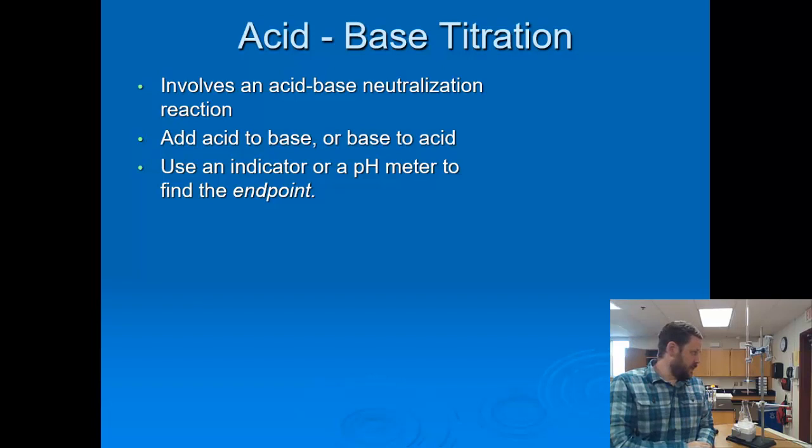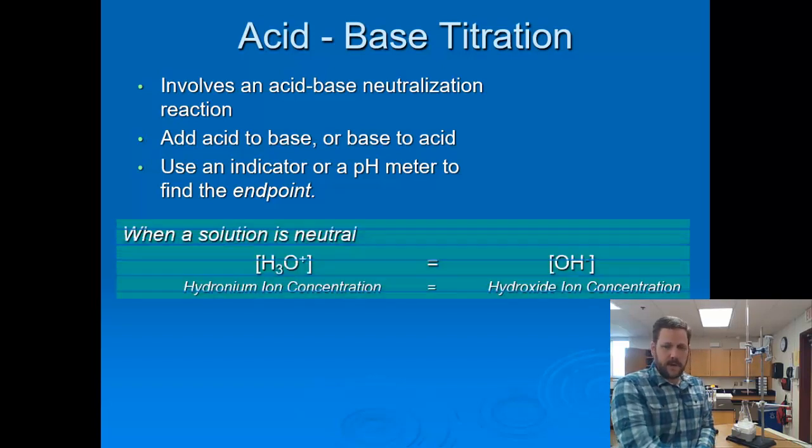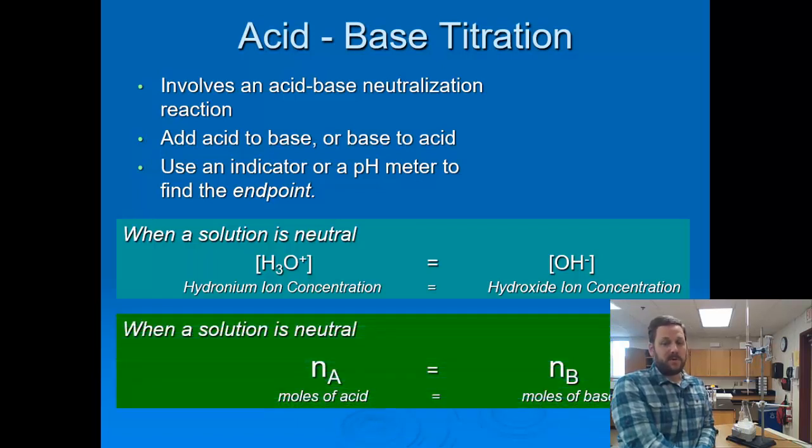What's the endpoint of the titration? At the endpoint, the solution has been neutralized. For a strong acid, strong base titration, the solution will be neutral at the endpoint, and the hydronium ion concentration and hydroxide ion concentration will be equal. That means the number of moles of acid is going to be equal to the number of moles of base at the endpoint. And that will allow me to determine how many moles of acid there must have been present in the solution to begin with.